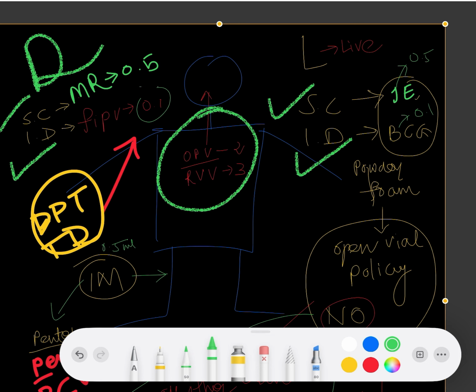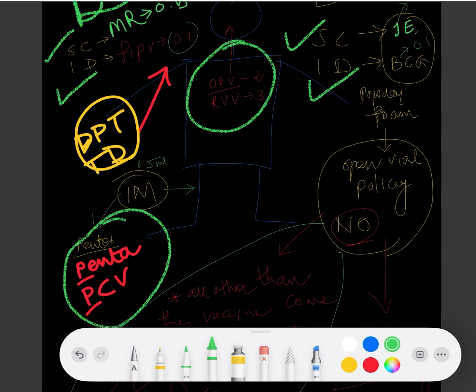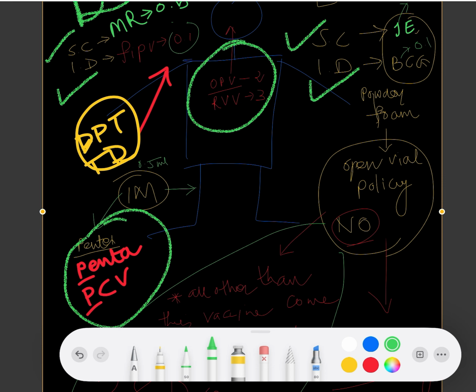Okay, the other vaccines are given intramuscularly, that is penta and PCV. Okay, and that is given intramuscularly 0.5 ml at the anterolateral side of the mid thigh. And the other vaccines, DPT and TD, are given at the upper arm. Okay, and I'll make this clear also.